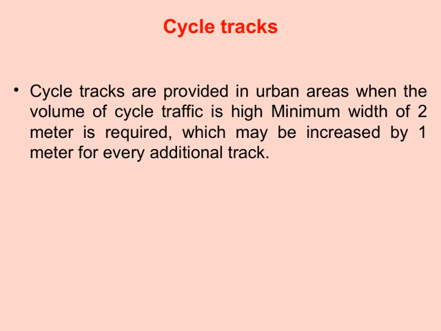Now, let's talk about cycle tracks. These are specially designated lanes for cyclists, and you'll typically find them in urban areas where cycle traffic is quite high. The idea is to create a safe and efficient space for cyclists to travel without interference from motor vehicles. A key point to remember is that the minimum width for a cycle track should be at least 2 meters. This width helps ensure safety and comfort for cyclists.